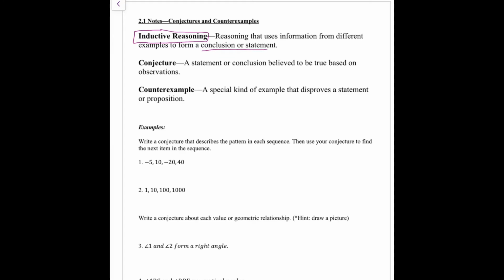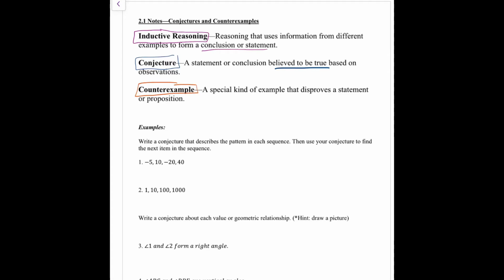Then we have a conjecture. And a conjecture is more like a hypothesis, which you have used in science before. So it's whatever statement or conclusion you believe to be true based on any observation. So any patterns that you see, whatever that hypothesis, whatever you think is going to happen next, that's going to be your conjecture.